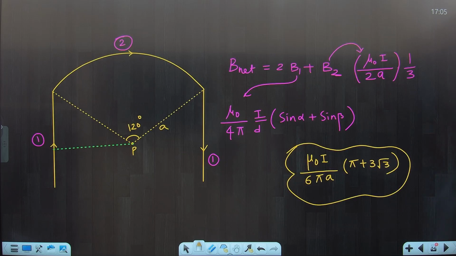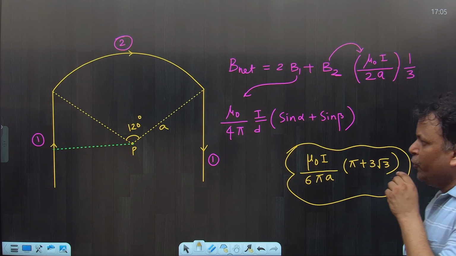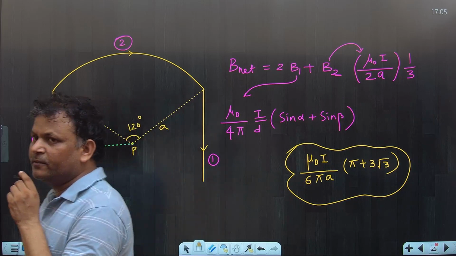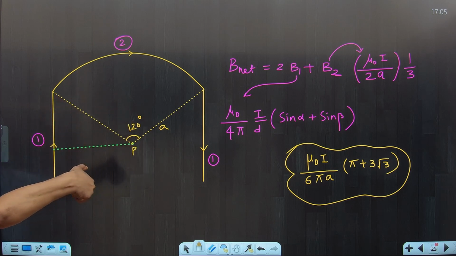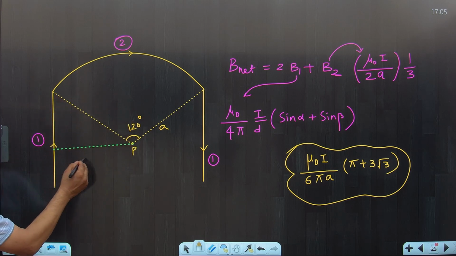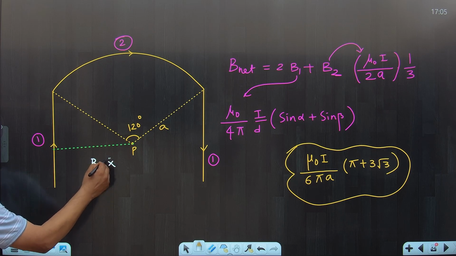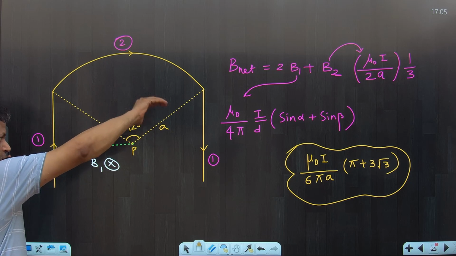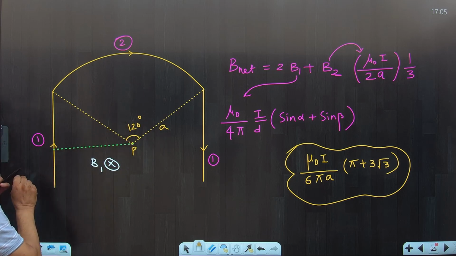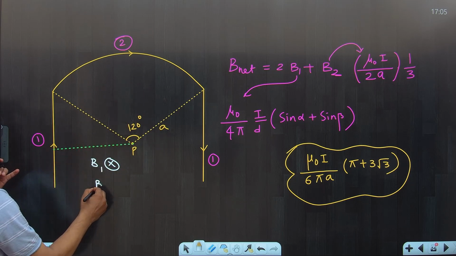Now come to next question. You have to find magnetic field at point P, right? So see, due to this part, keep your right hand fingers along this, turn towards point P, your thumb goes inside, so B1 will be into the paper. For this part, curl your fingers along this, turn towards P, thumb goes inside, so this B2 is into the paper.